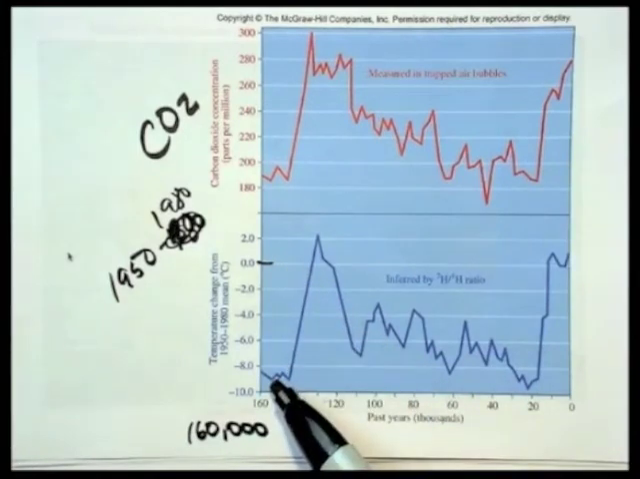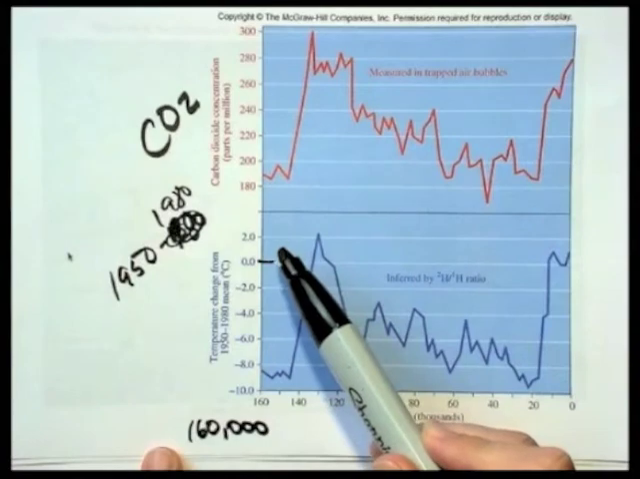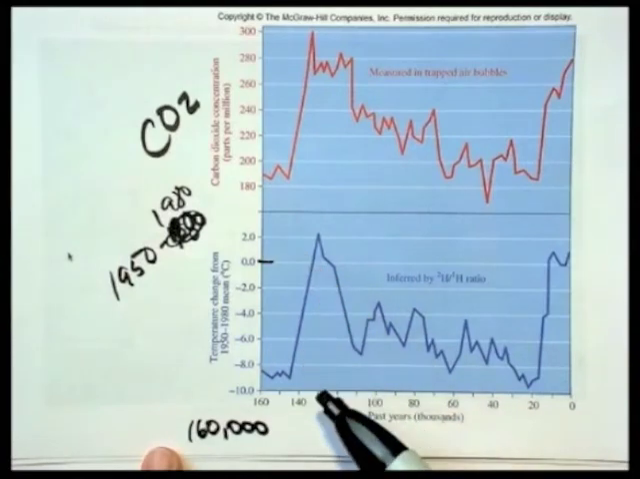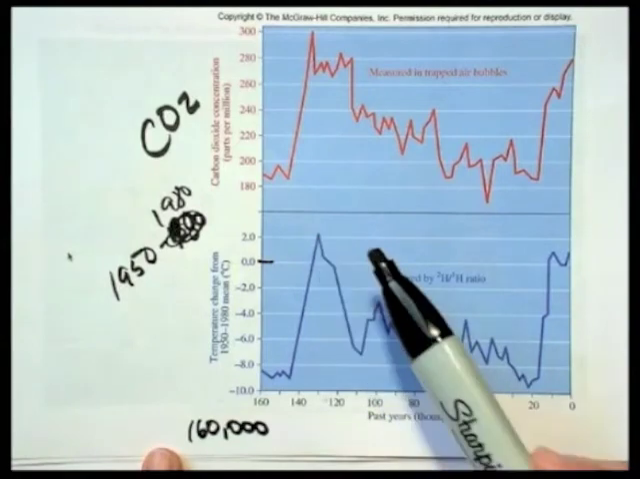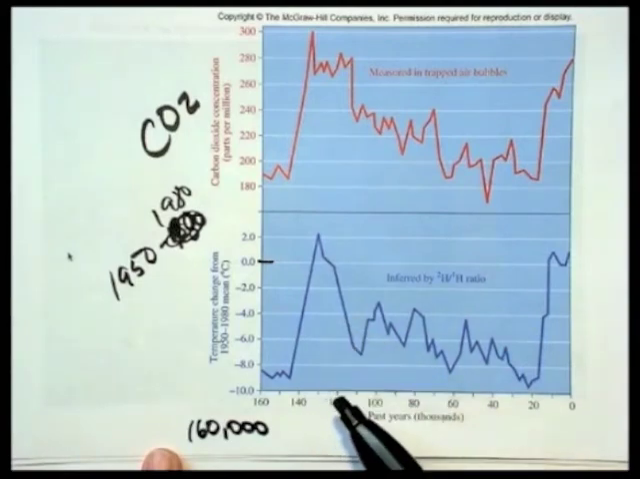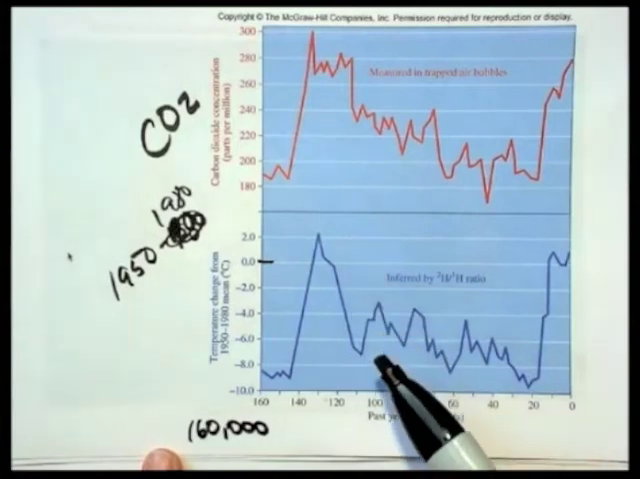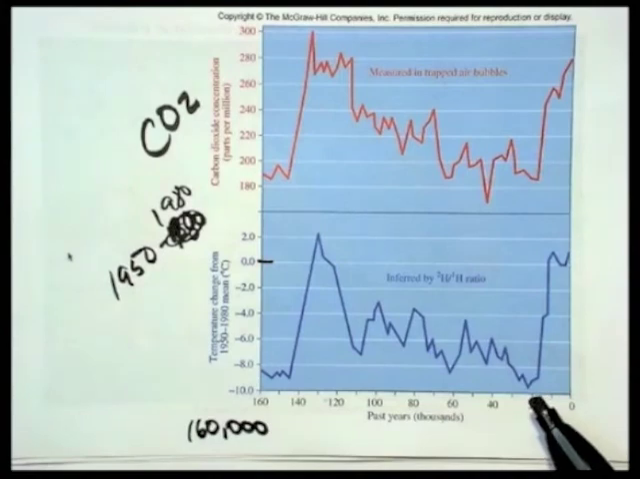160,000 years ago, the global temperature was 8 degrees colder than it was between 1950 and 1980. But then 130,000 years ago, the temperature was about 2 degrees greater than it is now. Okay, and then you can see that there was a sharp decrease. Well, how sharp is sharp? It's over 20,000 years. It decreased, and then kind of some fluctuation, and then a minimum 8 degrees below the average again about 20,000 years ago.